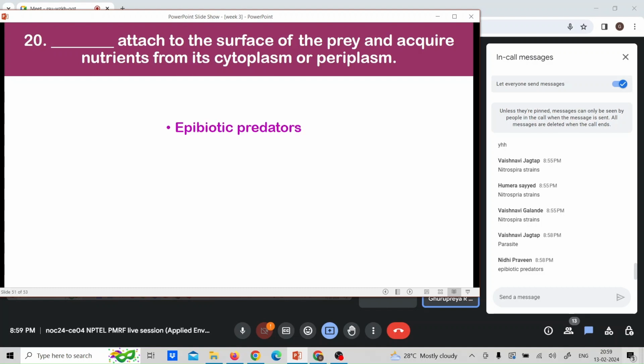Right. Based on the context of this session, it's abiotic predators. Abiotic predators attach to the surface of the prey and acquire nutrients from the cytoplasm and periplasm. Right, predatory bacteria. Yeah, in particular, it is abiotic predators.